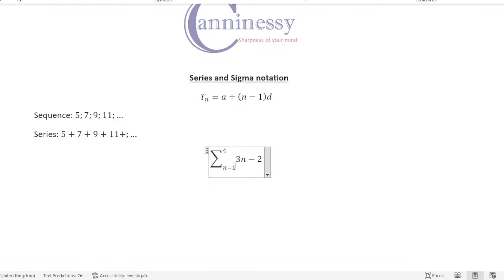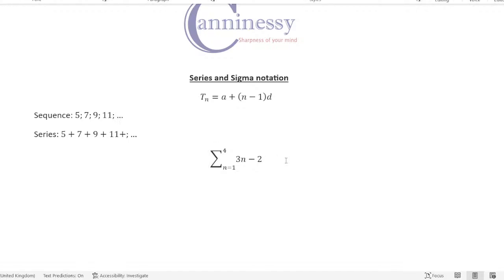So what is the meaning of this? This means that we will have 4 terms. This will be the first number to substitute, and this will be the last number to substitute. Yes, we have 4 terms.